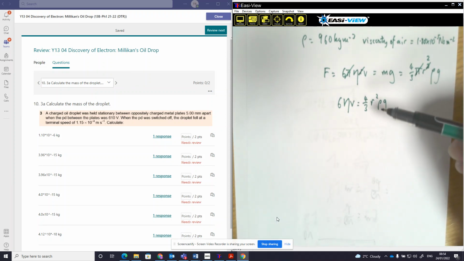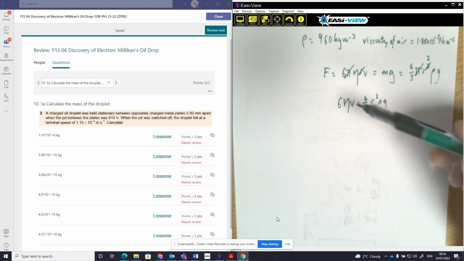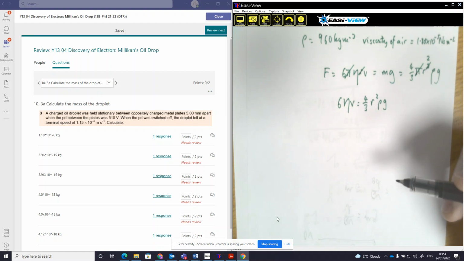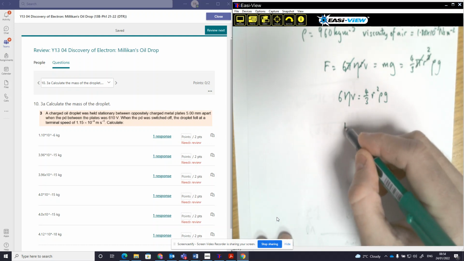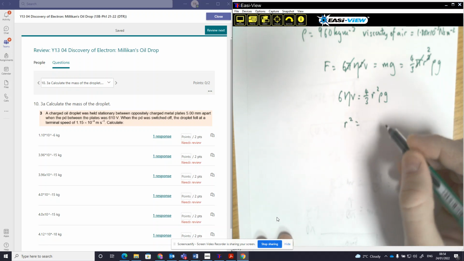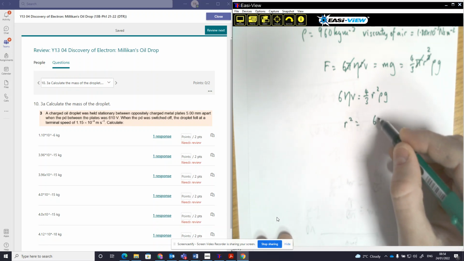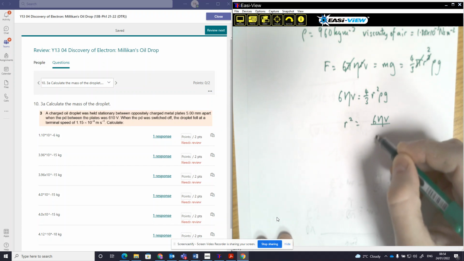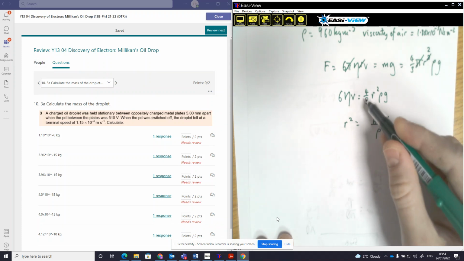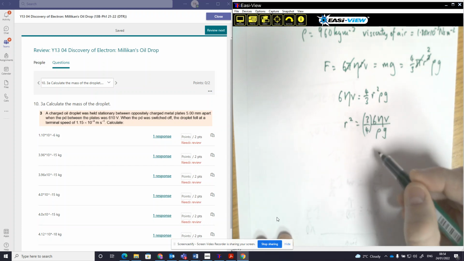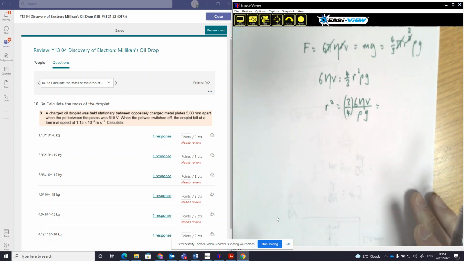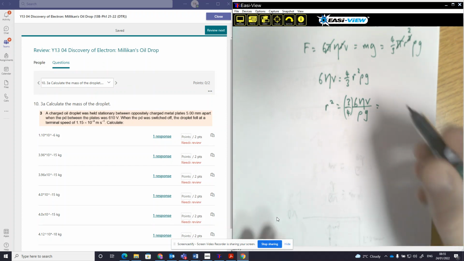Now we're going to be able to work out r because we know rho, we know g, we know v, we know eta. We're going to work out r, and then we're going to use that to work out what the mass is. Okay, so we've rearranged for r squared. So we've got 6 eta v over rho g, but then I need this fraction on the other side, so I get 3/4, and then I can solve for r squared.